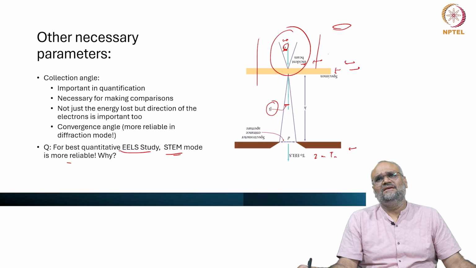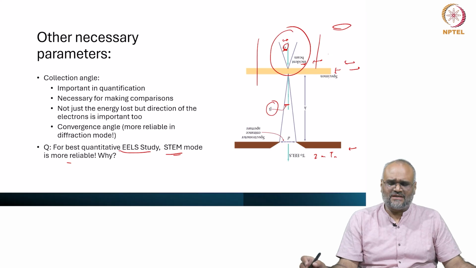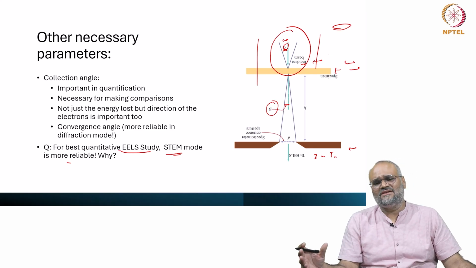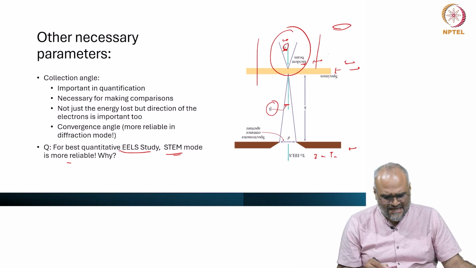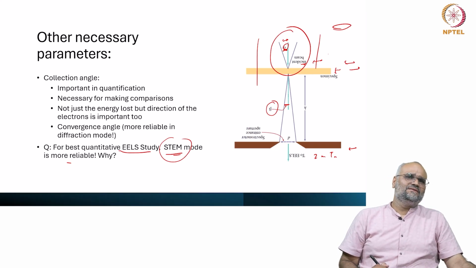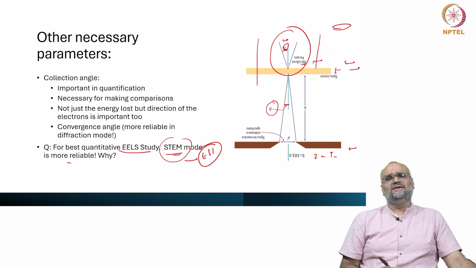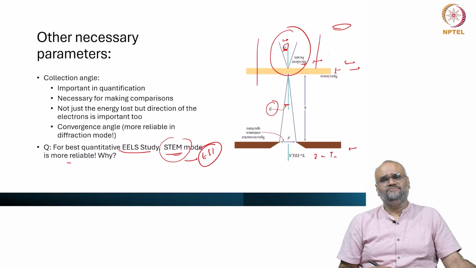quantitative EELS. Initially, a combination of conventional TEM plus diffraction mode was what primarily the EELS studies were done with, and with the advent of STEM techniques, it became a lot more reliable. So that is why, when you are doing STEM imaging combined with EELS, this is called STEM EELS spectrum imaging. This is more and more popular these days to do quantitative EELS studies.